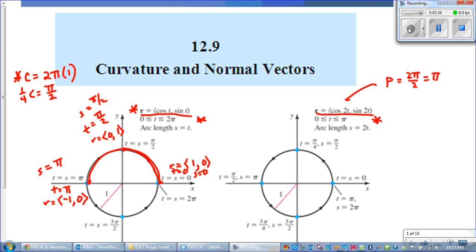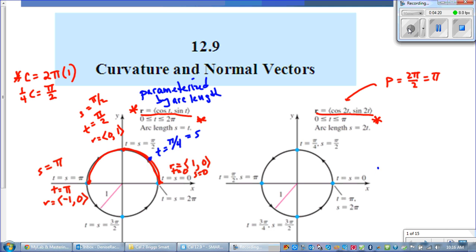At each value here, if we were looking at pi over 4, the t value would be pi over 4, and the arc length, an eighth of the circumference, would also be pi over 4. The parameter t is the arc length. So this curve is parameterized by the arc length. That just means that the parameter t is the same as the length of the arc measured from the beginning t value.